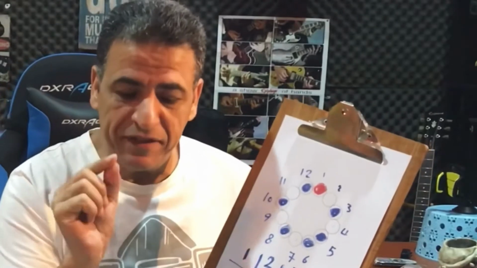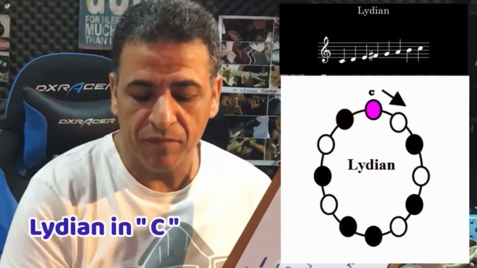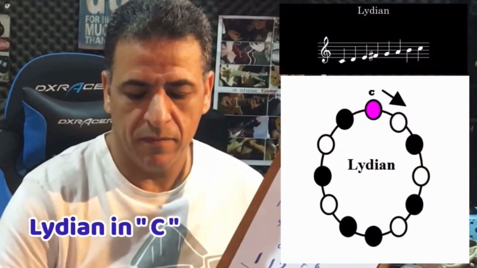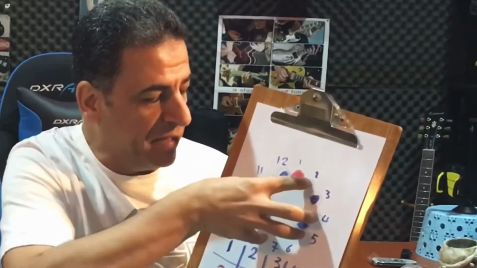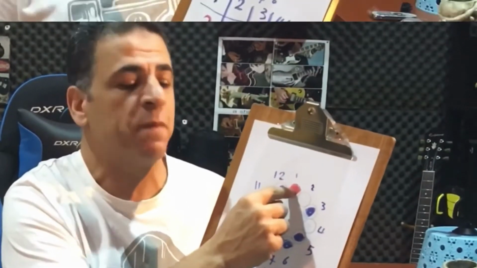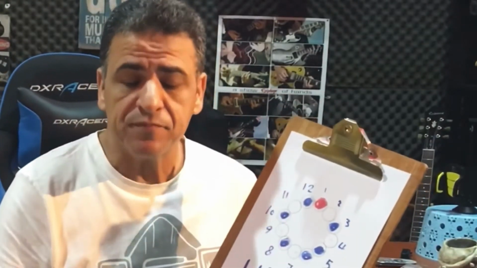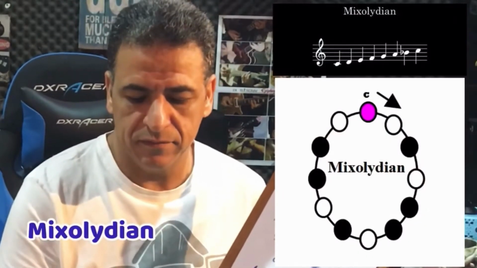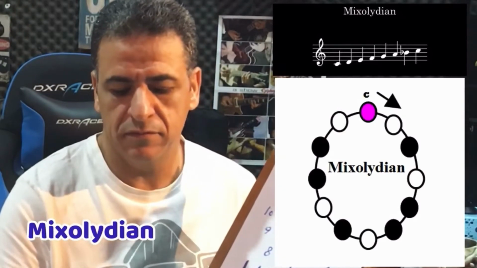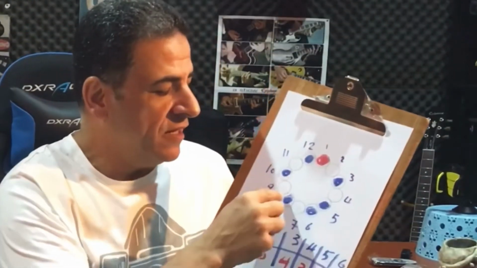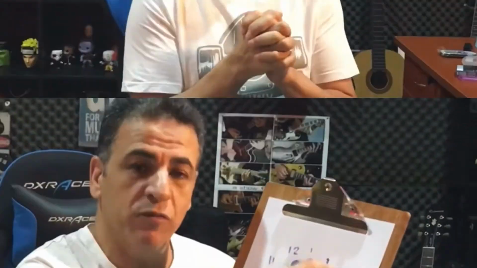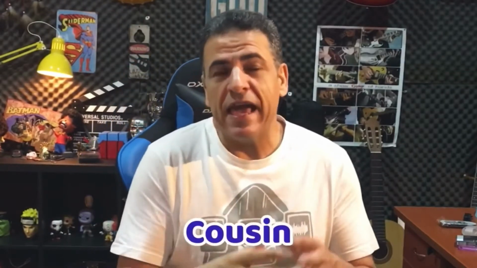So if we transpose the F note to F sharp, it will be the Lydian scale on C. So we just rotated this pattern from F to C. Another example: if we transpose the B note to B flat, then we will get the Mixolydian scale on C. So we just rotated the pattern from D to C. We can define it as a relationship between cousins.